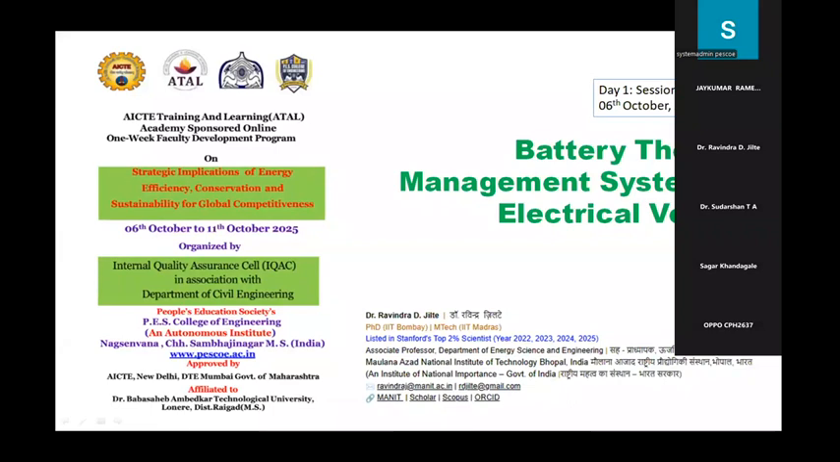With due respect to Lord Buddha and Bodhisattva Dr. Bhimrao Ambedkar, the members of the management of the Institute, organizing committee members, and dear participants, I welcome you all for the first session on battery thermal management system for electrical vehicles. Before we start with the session, I would like to congratulate the organizing committee members for keeping the title which is the need of the hour.